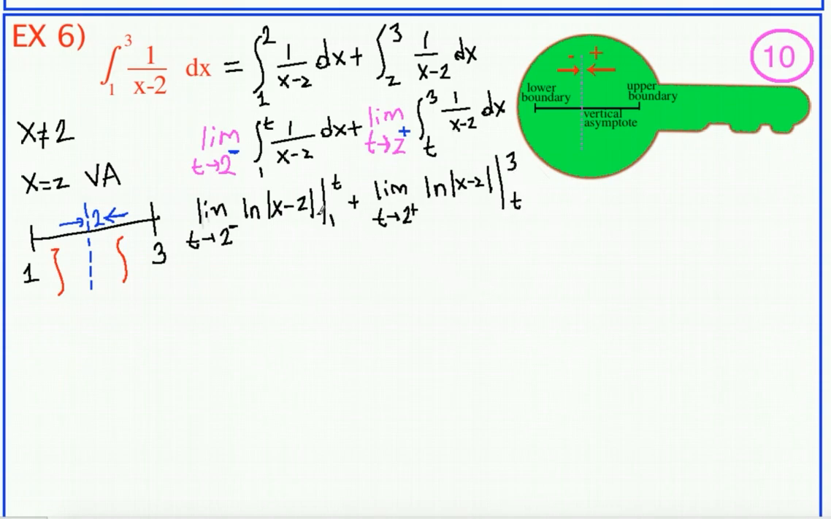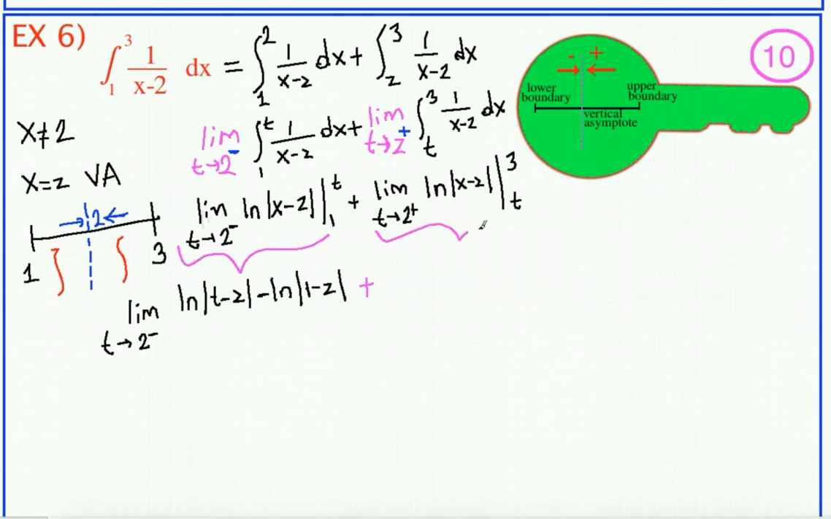Now we're going to plug in t and 1. We're going to plug in our f of b and f of a values. So limit as t is approaching 2 from the left, ln of, instead of x, we're going to plug in t minus 2, minus ln of 1 minus 2. We have plus here. All we did up to here was this integral, and now we're going to do this integral.